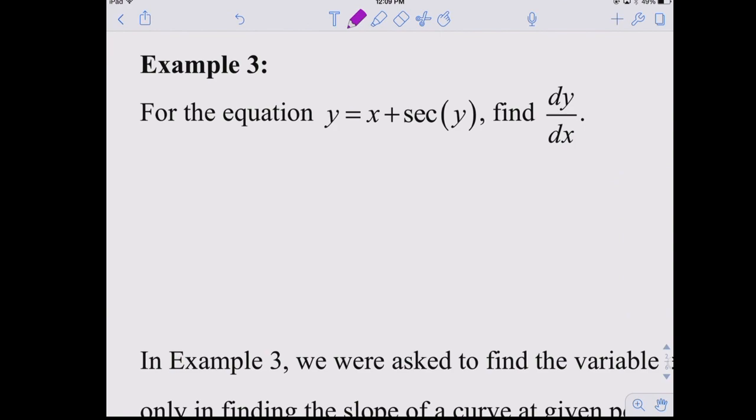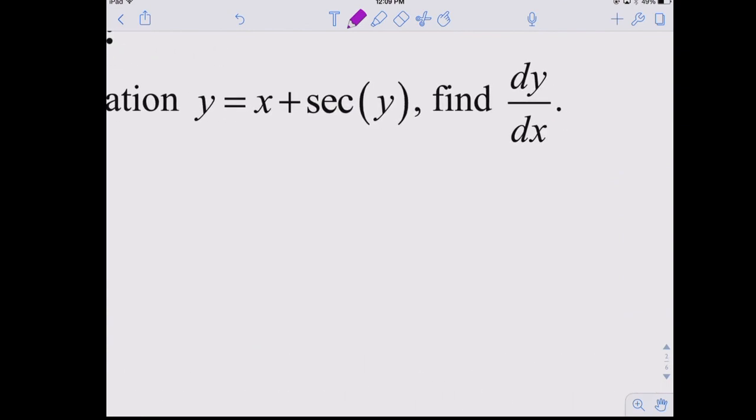Example 3. Find, for the equation, okay, I'm refocused. Good. For the equation y equals x plus, gotta be careful how you read that, right? That's secant of y. Secant of y. Not sexy. y equals x plus secant of y. We want to find dy/dx.